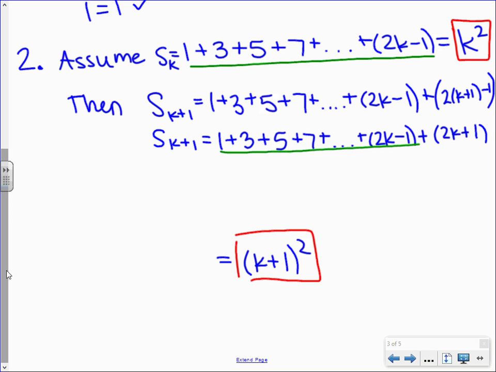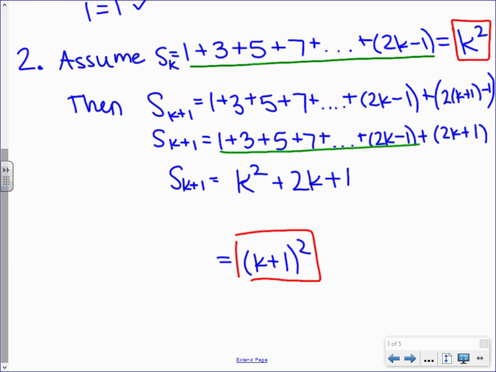And we assumed that that S of K sum was equal to K squared. So what we can do is we can use our substitution skills, and we can say that this sum is K squared. And then we add the 2K plus 1, that K plus 1 term. Okay. Now, we know the answer that we're trying to get to.